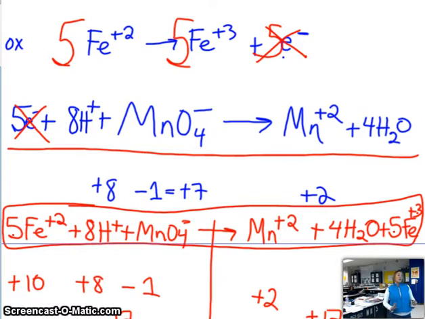So if it were in a base at this step, once I've recombined the equations, I would add 8 OH minuses to the left and 8 OH minuses to the right. Why 8? Because there are 8 hydrogen ions. So you would add 8 OH minuses to both sides. On the side with the hydrogen ions, they would then combine to make water. On the other side, they would exist as OH minuses. I'll show you an example of that.